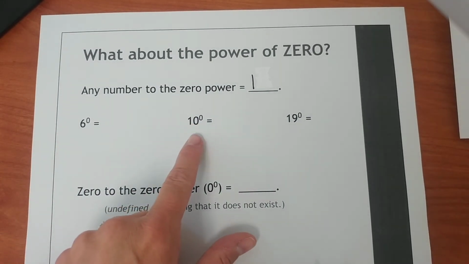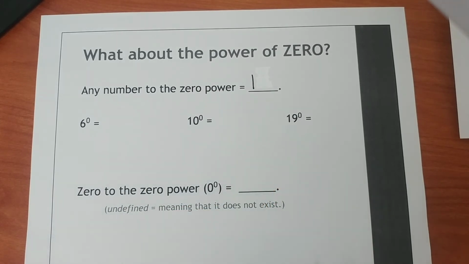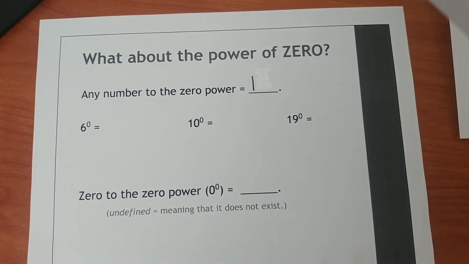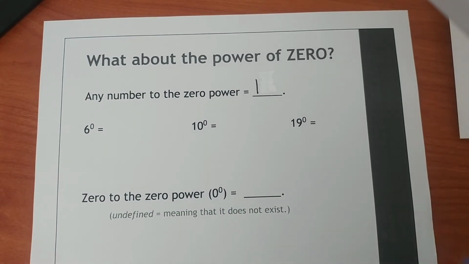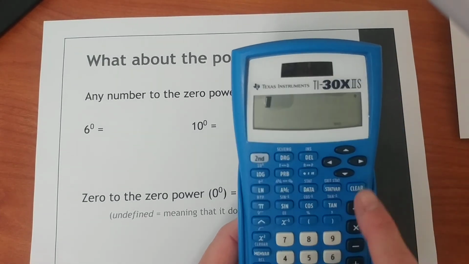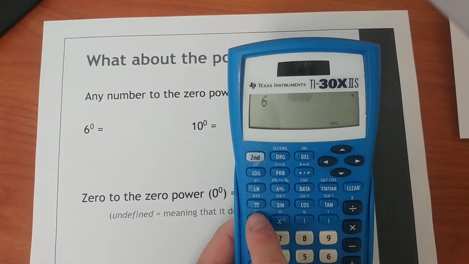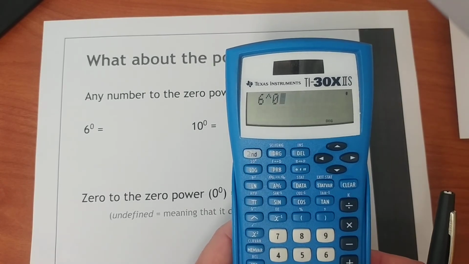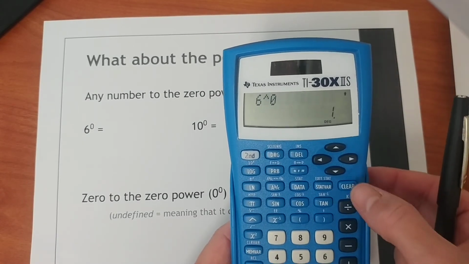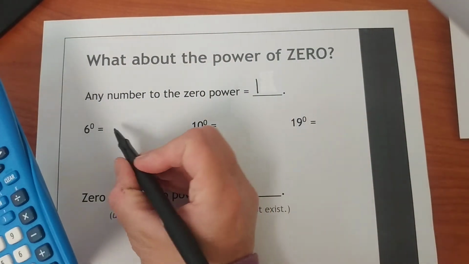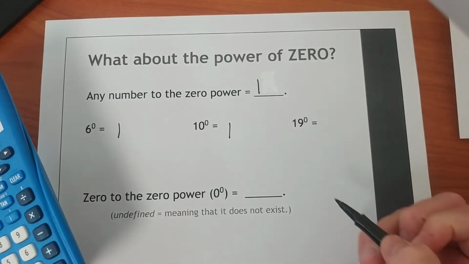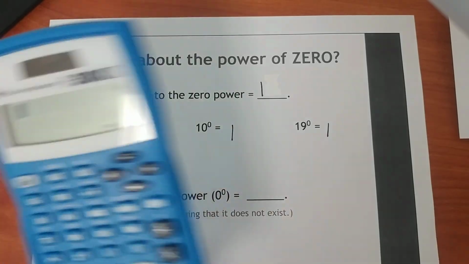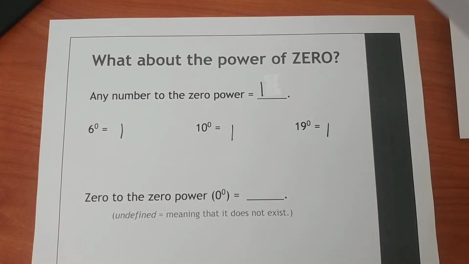Now, take your calculator. Try practicing evaluating these. By practicing it and seeing it in your calculator, you'll remember this. Try it. If I take 6 and raise it up to the 0 power, I get 1. 10 to the 0 power is also 1, and 19 to the 0 power is also 1. Again, try it on a calculator.